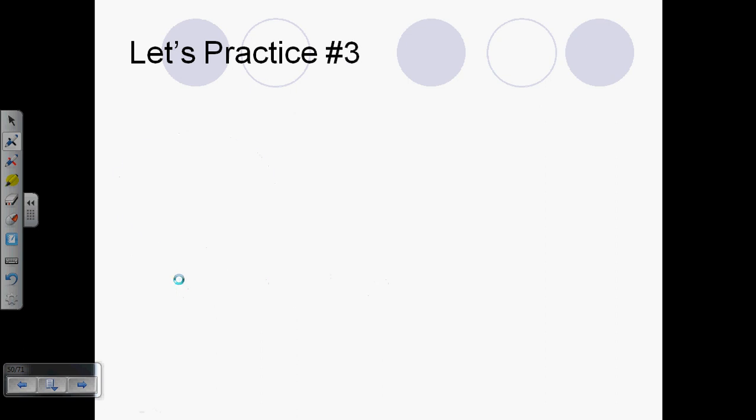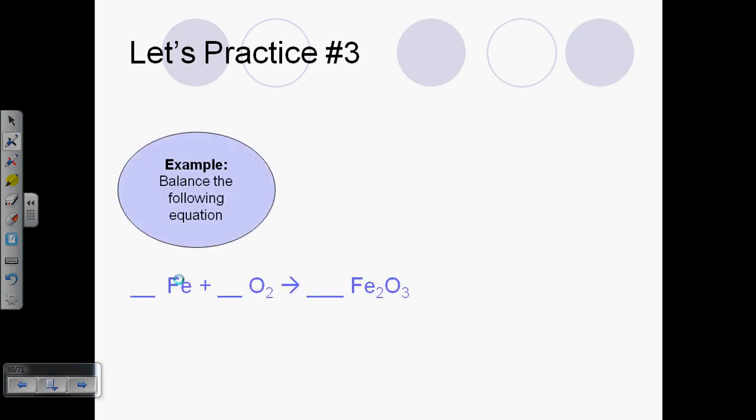Third practice problem here, we've got iron and oxygen. Here's a little trickier. Oxygen here, we have 2 on this side and 3 on this side, so we have to find our least common multiple. So 2 and 3 both go into 6. So we want to put our 2 here to get 6 oxygen on this side, and our 3 here to get 6 oxygen on this side.